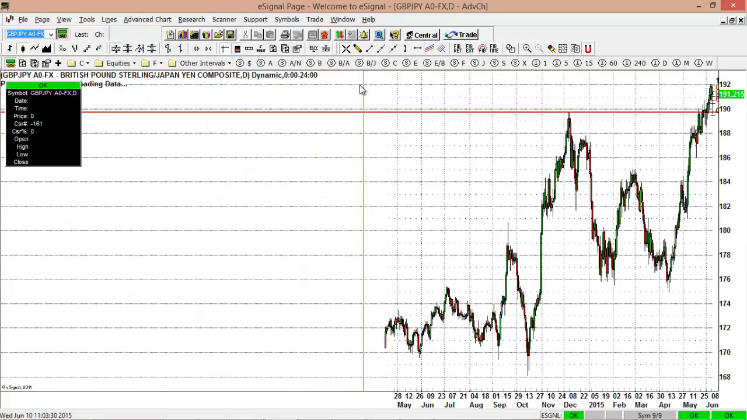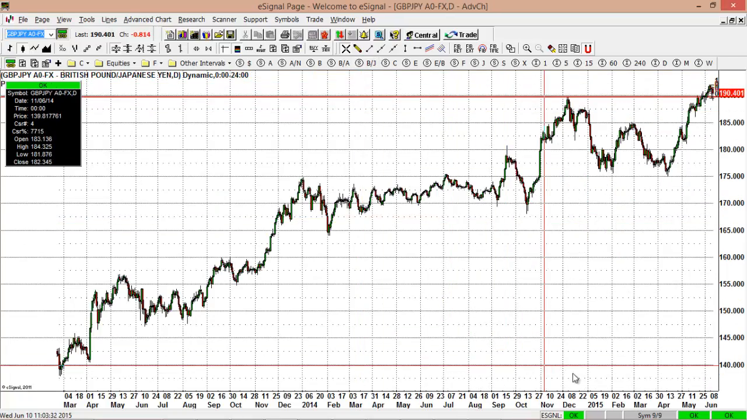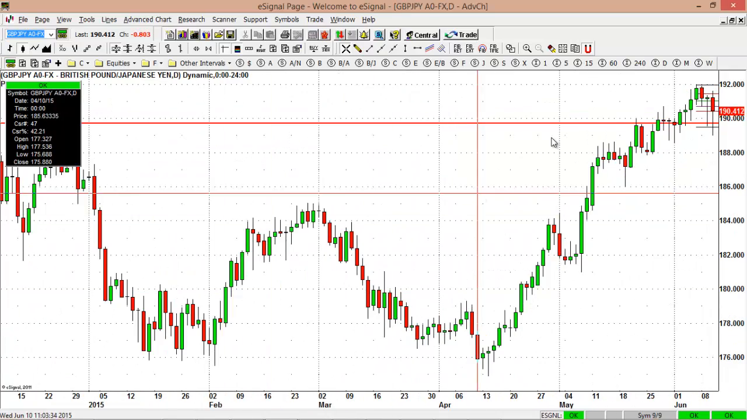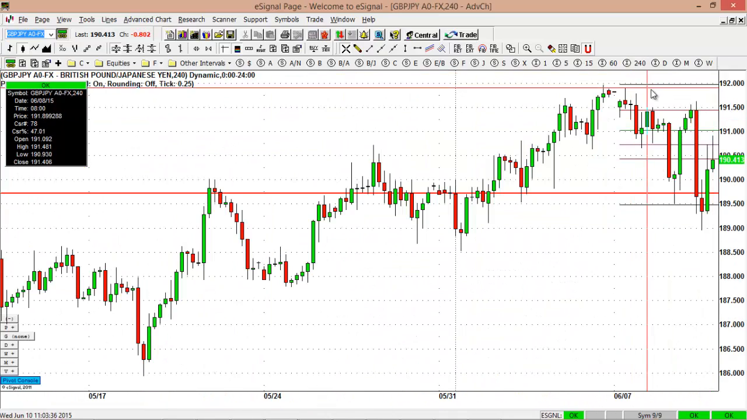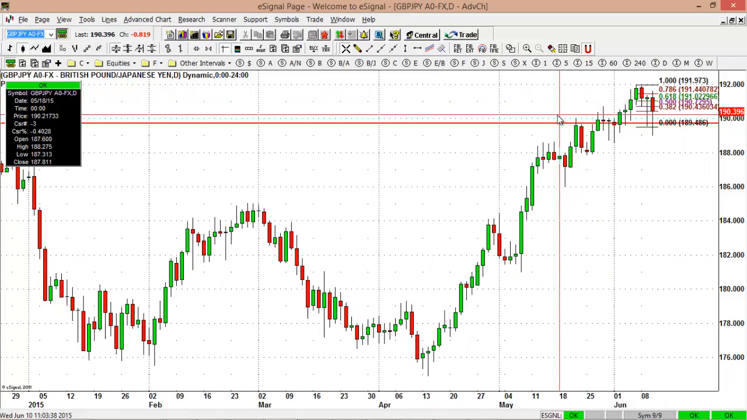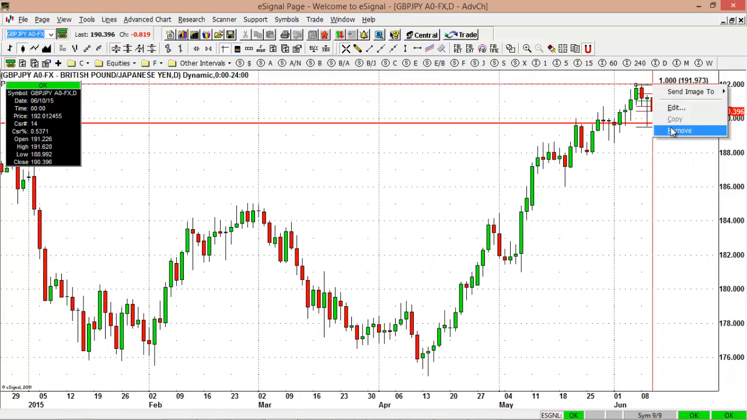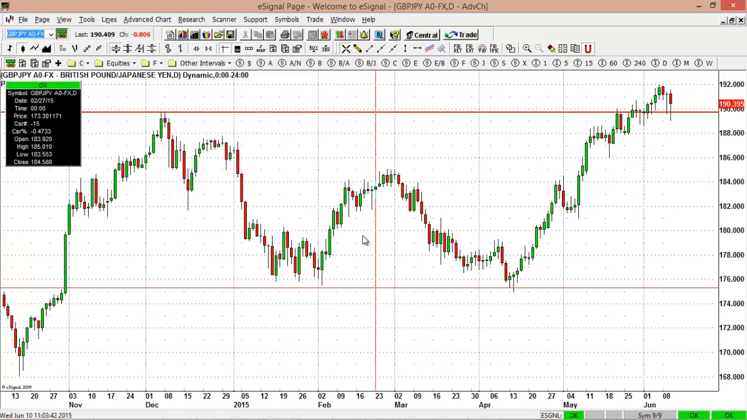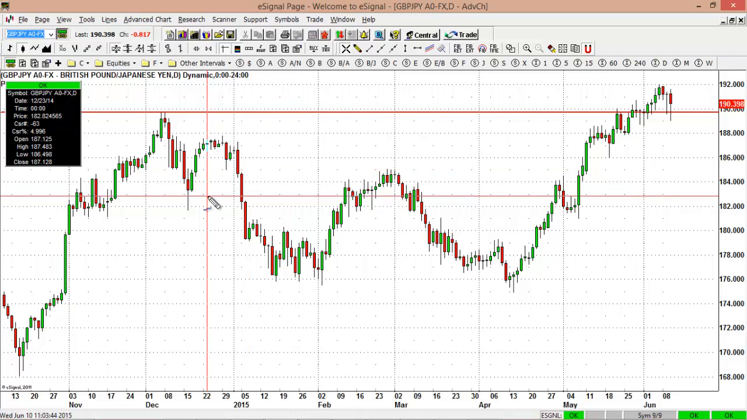For our members who are still long the British pound, Japanese yen, the market spiked down today, but look what happened. The market, this was a previous area of resistance. The market came and tested this area of resistance and is bouncing so far.